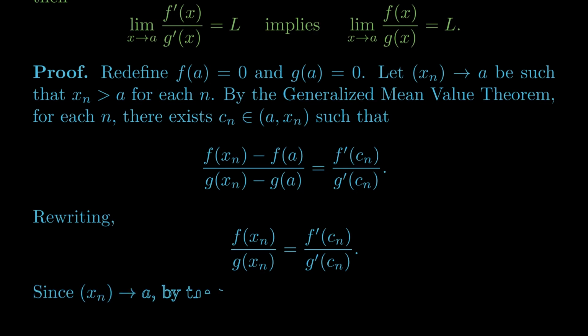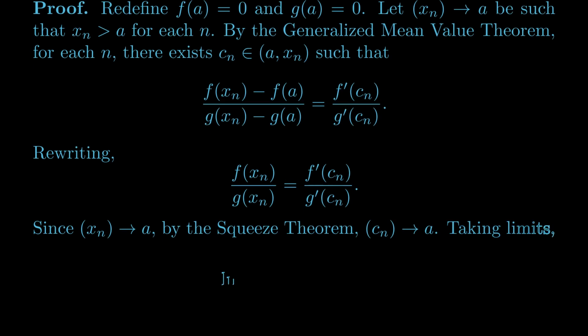Since xn as a sequence converges to a, by the squeeze theorem, the sequence cn also converges to a. We assumed that the limit as x approaches a of f prime of x over g prime of x was equal to some L. And so taking the limit of both of these sequences, the right-hand side, f prime of cn over g prime of cn, will be replaced with L, which will be equal to the left-hand side, which is the limit of the sequence f of xn over g of xn.